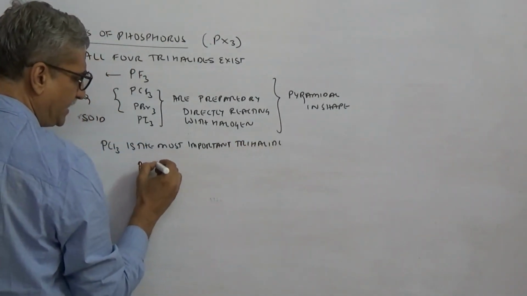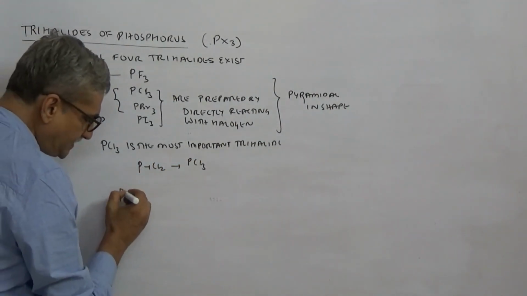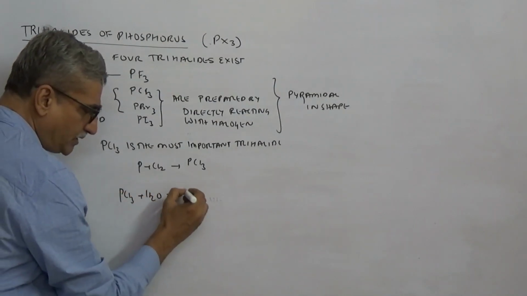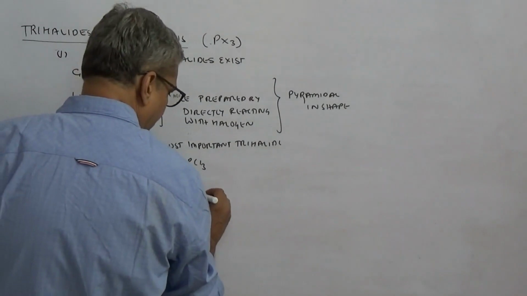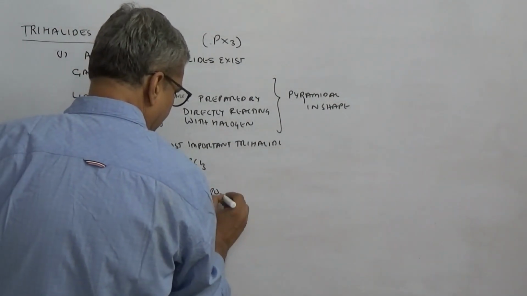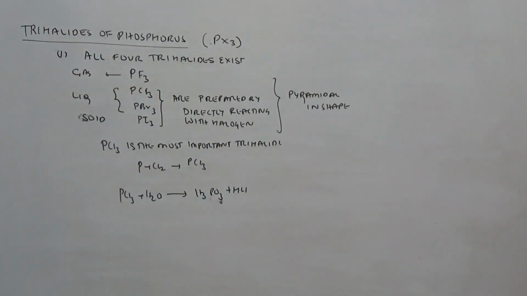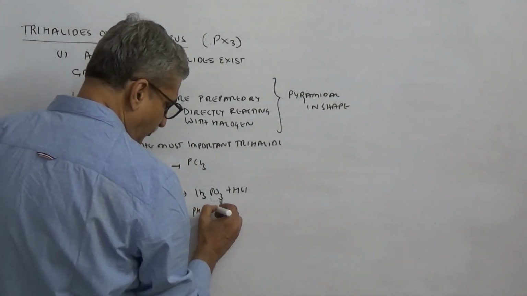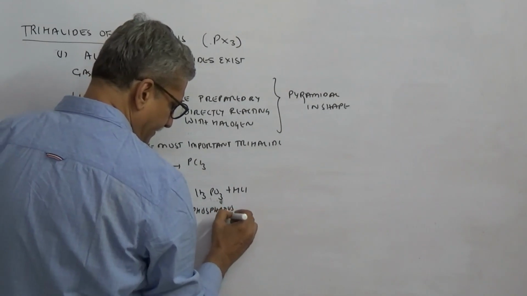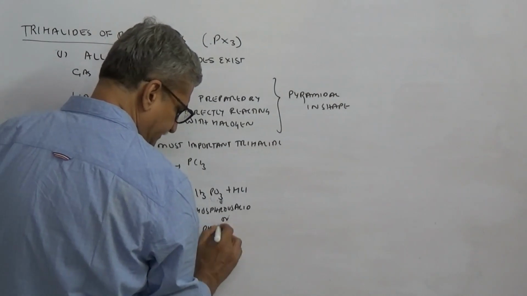It is prepared by directly reacting phosphorus with chlorine to form PCl3. This PCl3 reacts with water, and what does it form? It forms H3PO3 and HCl. It is called either phosphorus acid or phosphonic acid. Some books call this phosphorus acid, and some old books call this phosphonic acid.